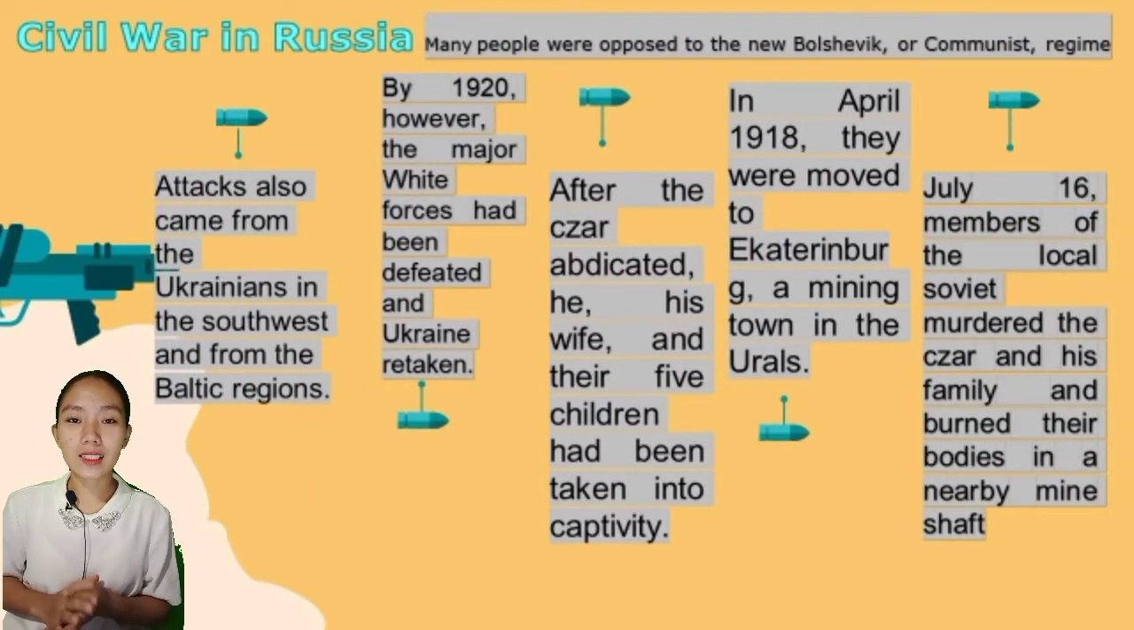So let us now tackle the civil war in Russia. Many people were opposed to the new Bolshevik or Communist regime. These people included not only groups loyal to the Tsar but also liberals and anti-Leninist socialists. These groups were joined by the Allies, who were extremely concerned about the Communist takeover.